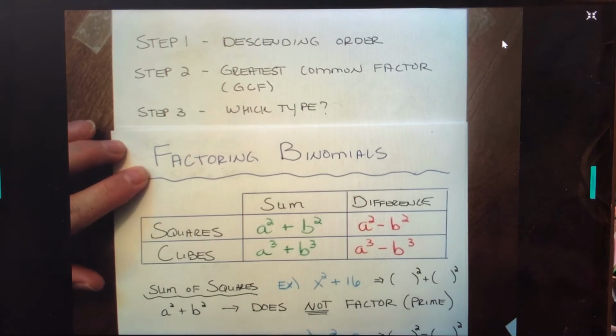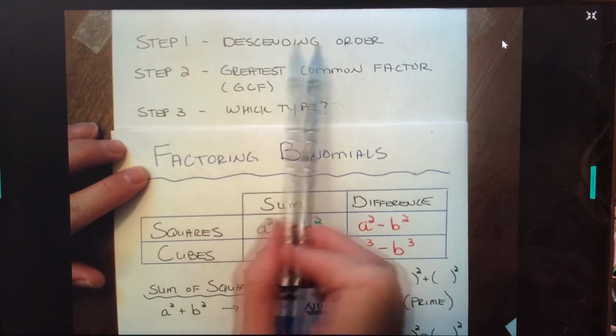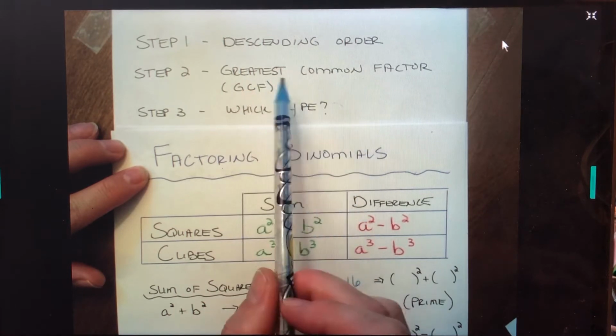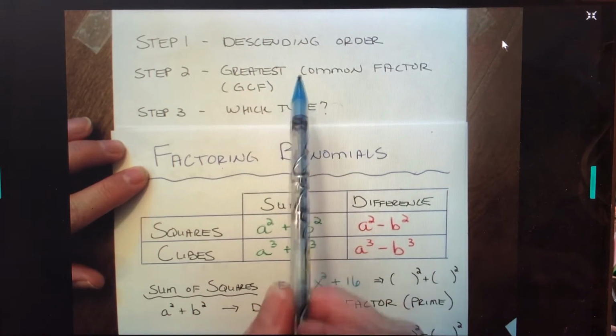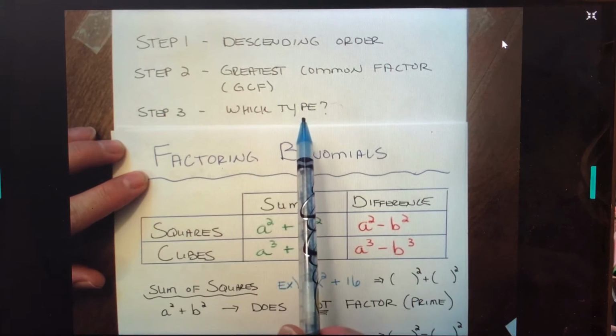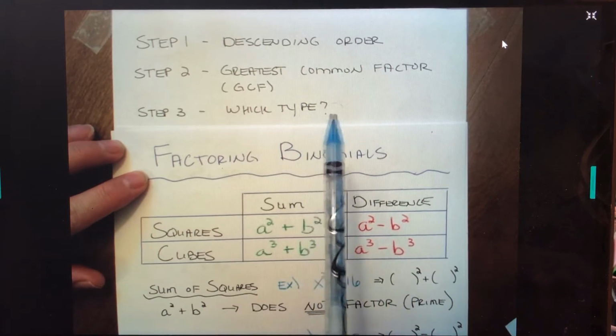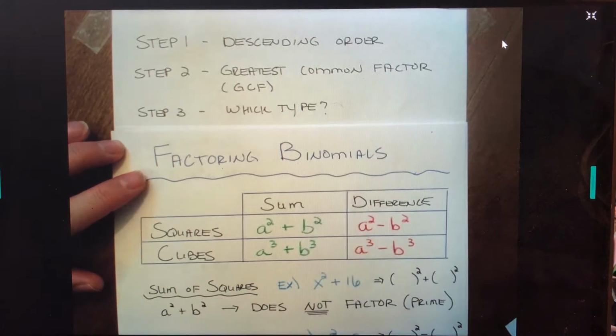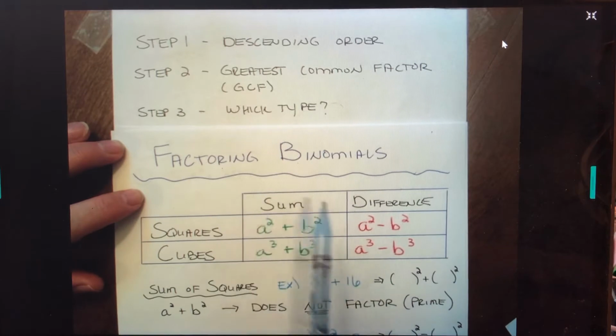Number one, if you have a polynomial, we need to make sure that it's in descending order. Number two, pull out a greatest common factor if that applies. And then finally, step three says which type of polynomial is it. It could be a binomial, a trinomial, or a four-term polynomial for the purposes of this class. And this video will go through that first type, how to factor binomials.